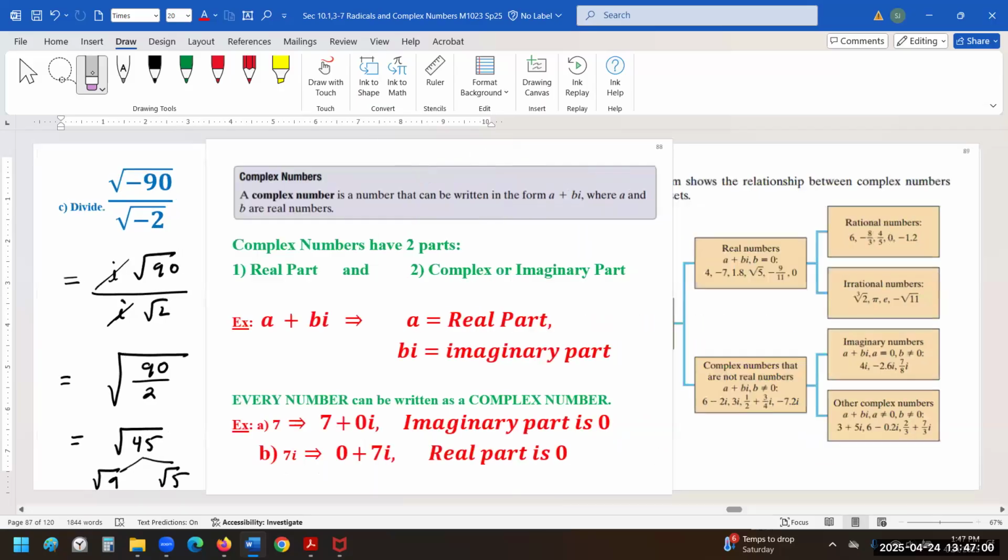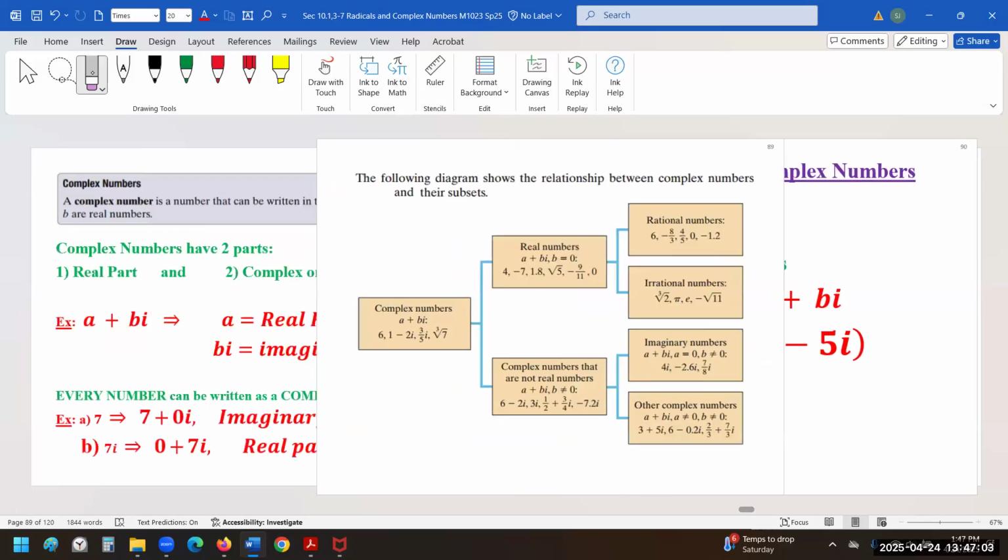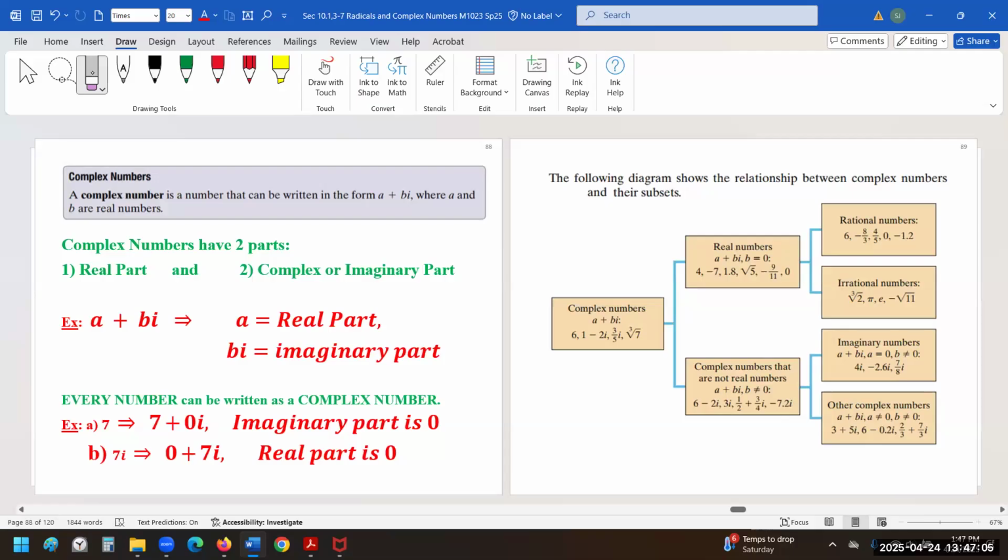Flip, flip, flip, I have to flip twice. I had this big chart, I still copied the chart this time. So ignore this chart.